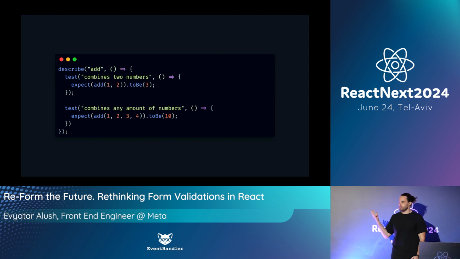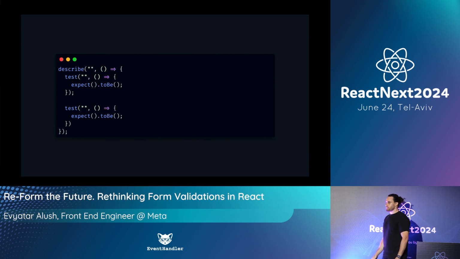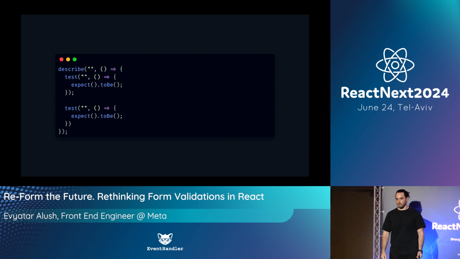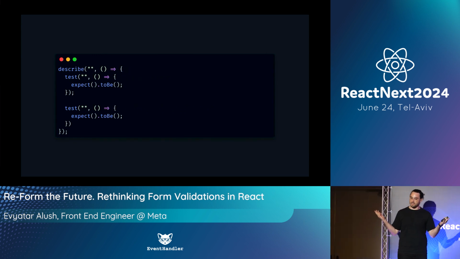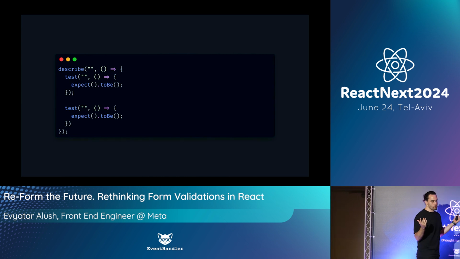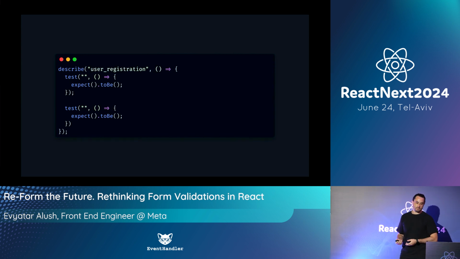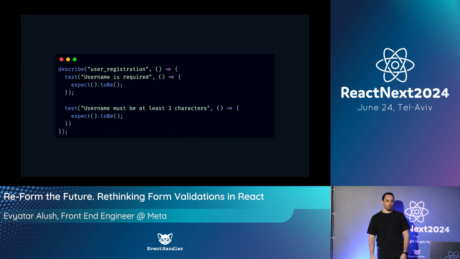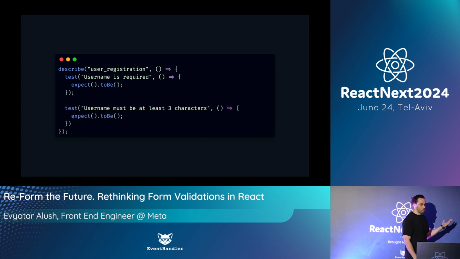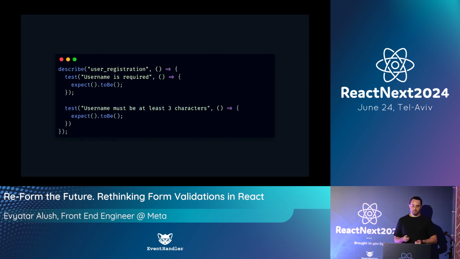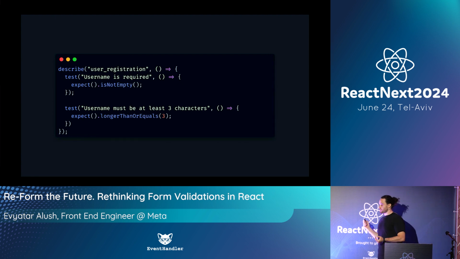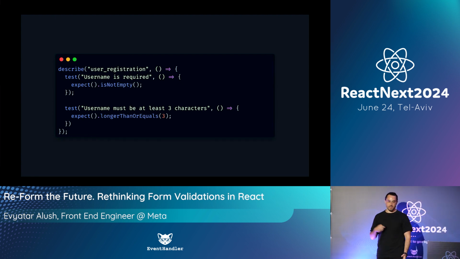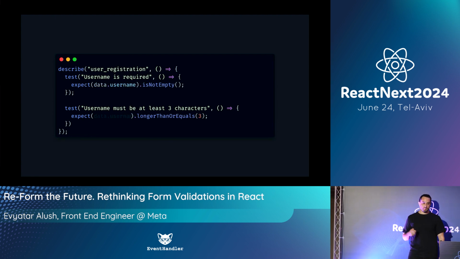And what if we could use this pattern for something completely different? Well, let's imagine it as a form. Let's say a user registration form. So I could say describe user registration and then say I want username to be required and username must be at least 3 characters. Okay, cool. And let's add our assertions, so not empty and longer than. And then let's add the data from the form.